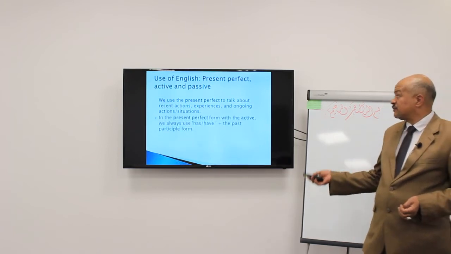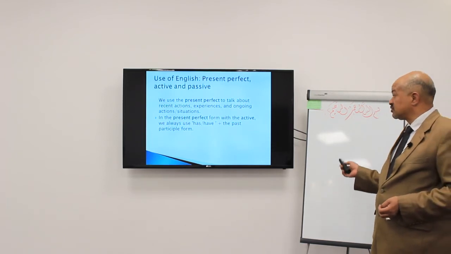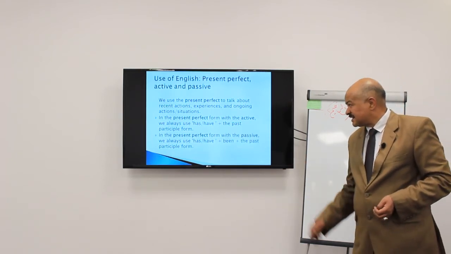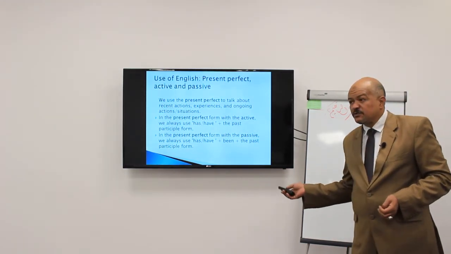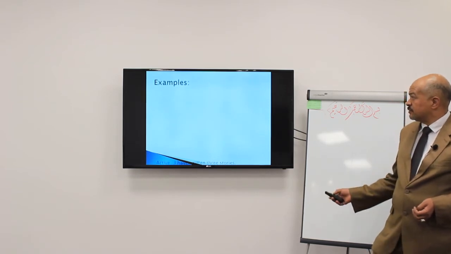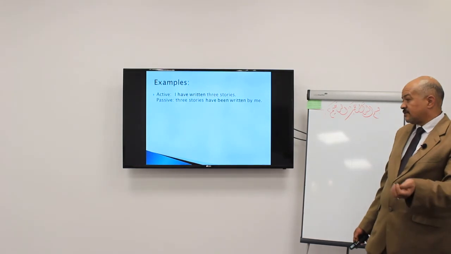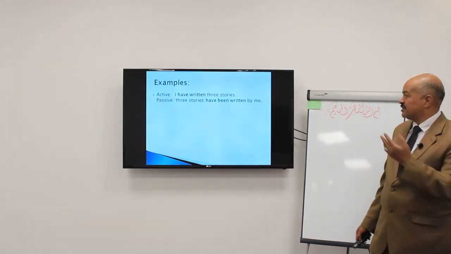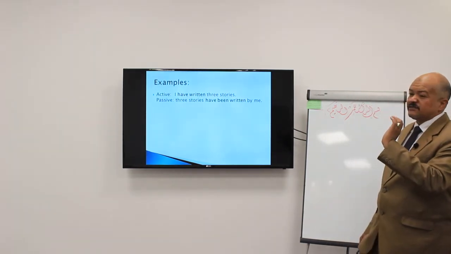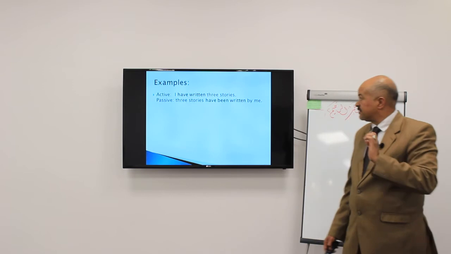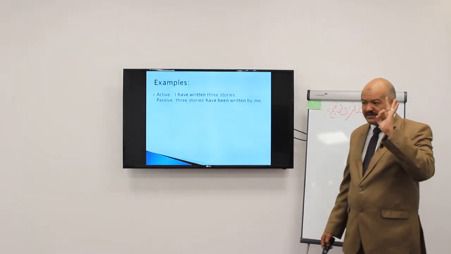In the present perfect form, usually with the active, we always use have and has plus the past participle form. I think we've got here some examples, as you can see, active and passive. I have written 3 stories already, for example. You see the time indicator is already. I've written 3 stories. I, subject, have, helping verb of the tense present perfect, and written, that's the past participle of the verb write, wrote, written, the third form.